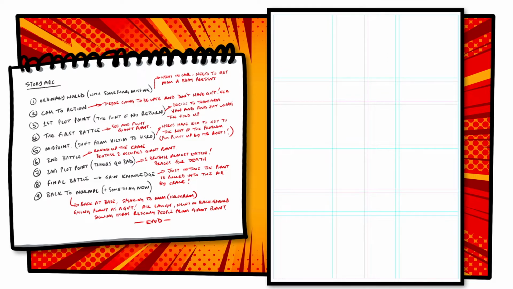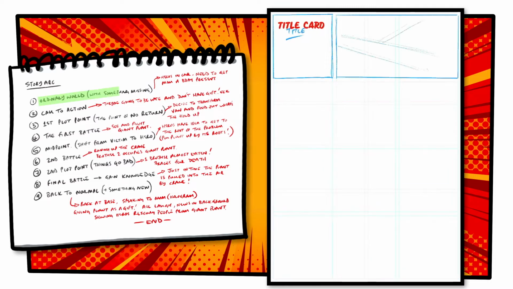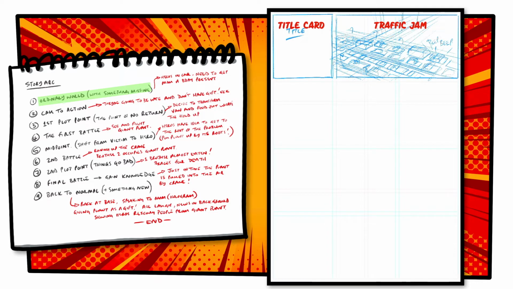For our first panel I wanted a title card, so I'm going to leave this one blank for now. Our second panel is to establish the ordinary world. So here we can see a traffic jam in a city, and it gives us lots of clues about the world the heroes live in. From the look of the cars and the buildings, the reader can see that the world's not too different to their own.